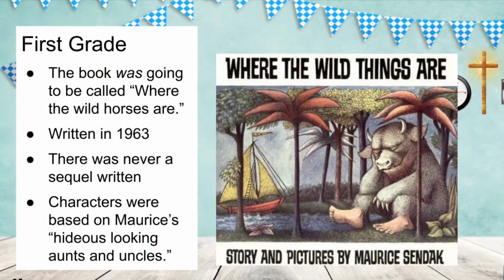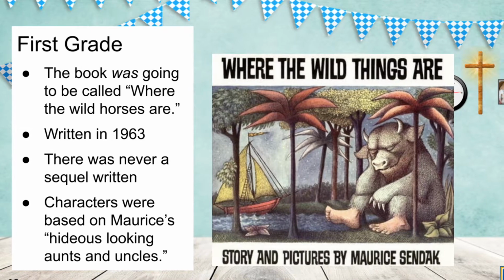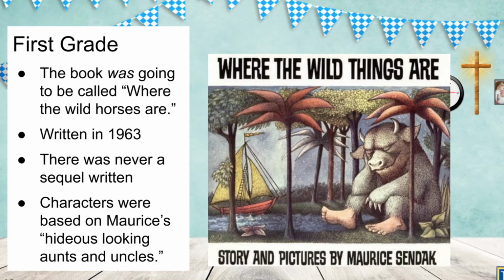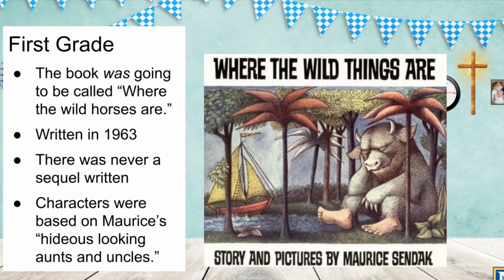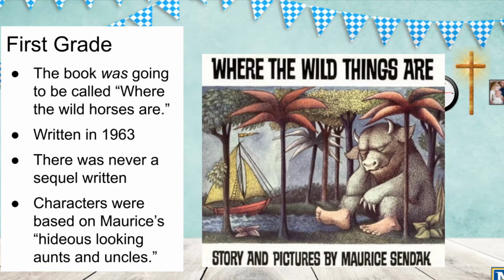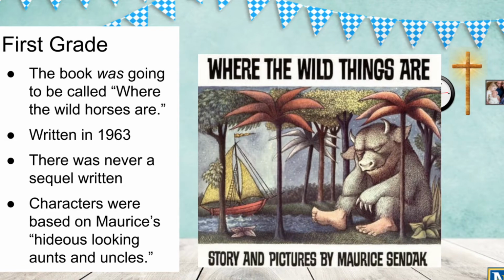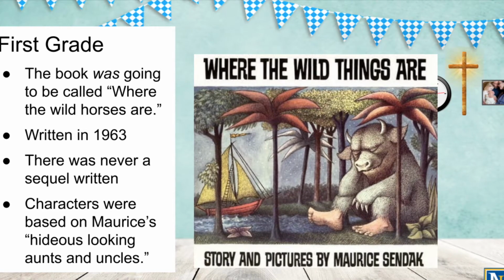Where the Wild Things Are was written and published in 1963. The book was originally going to be called Where the Wild Horses Are, but they changed the title to better fit the story. There was never a sequel written, even though this book became so popular and there were calls for doing a part 2 or a sister story.